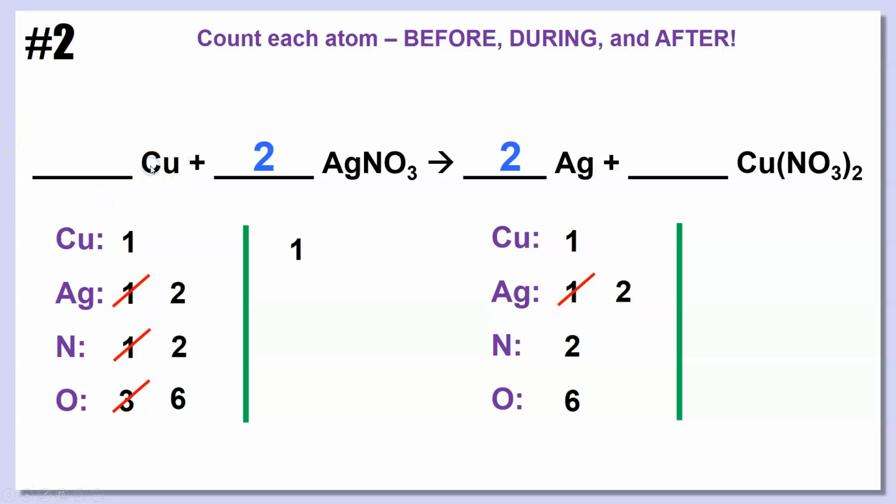I got 1 copper. I got 2 silvers, 2 nitrogens. 2 times 3 gives me 6 oxygens. On this side, I have 1 copper. I have 2 silvers. If I distribute here, I have 2 nitrogens, and I have 6 oxygens. So we are good.